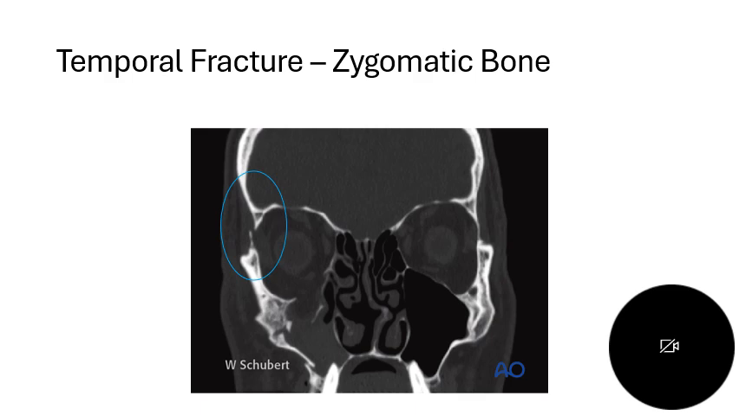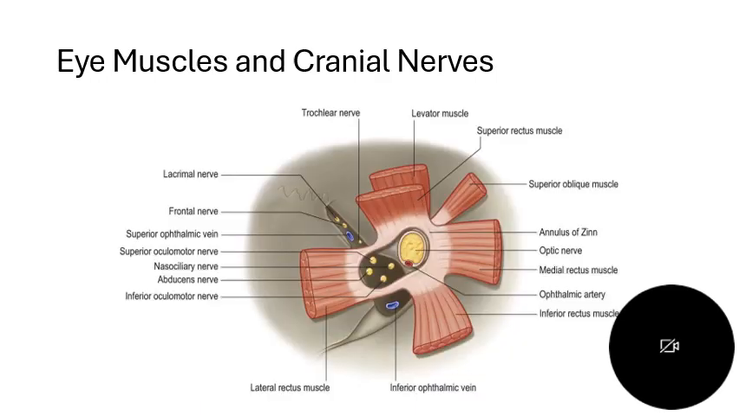This is a patient with a temporal fracture. So a fracture of the temporal side would cause damage to the zygomatic bone, and that typically requires very severe injury. Next, we get to the muscles and the nerves that are supported by these bones. There are multiple cranial nerves that come into the eye. There's the lacrimal nerve, the frontal nerve, and the trochlear nerve that go through that little wedge I mentioned before between the greater wing of the sphenoid and the lesser wing of the sphenoid.